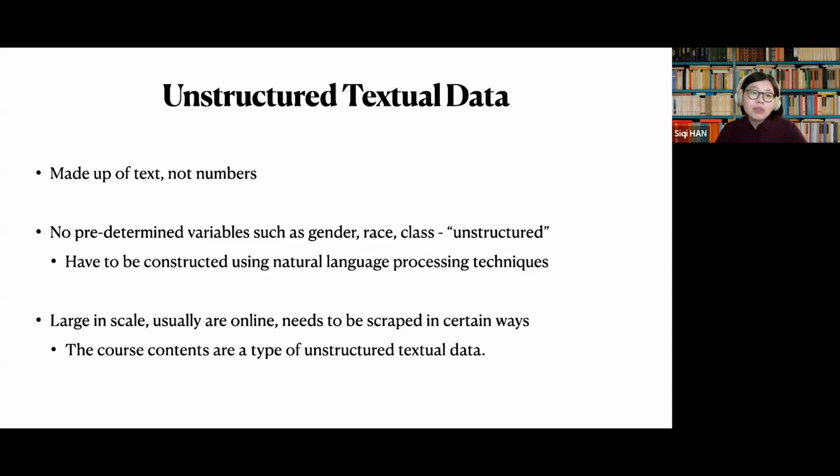So the researchers, us, have to construct variables out of the unstructured textual data with some natural language processing techniques. And lastly, the feature of the unstructured textual data is that it is very large in scale and usually they're online. So we will have to scrape it from the websites in certain ways, which I will introduce later.